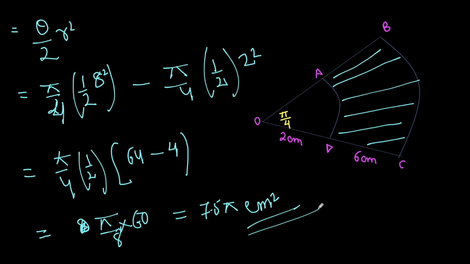You just have to remember the formula for finding the area of the sector is theta over 2 r squared. Okay, and here we have used the concept of finding the total area. Take away this area will give you this area.